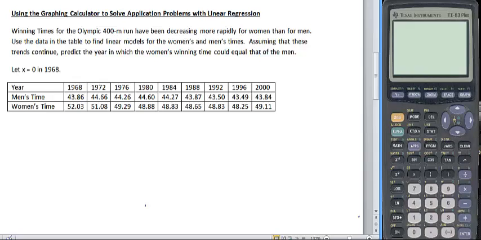Assuming that these trends continue, we want to predict the year in which the women's winning time could equal that of the men. So let's interpret what they're asking us here. As soon as it wants us to create equal scenarios, that is going to be a system. So that means we want to create a system of equations where we want one equation that represents the men's time, and then one equation that represents the women's.